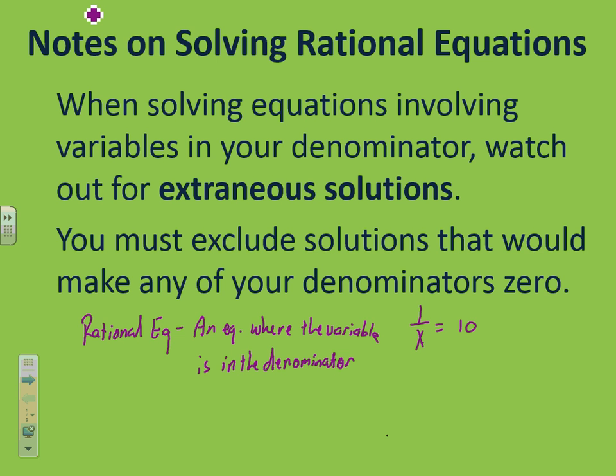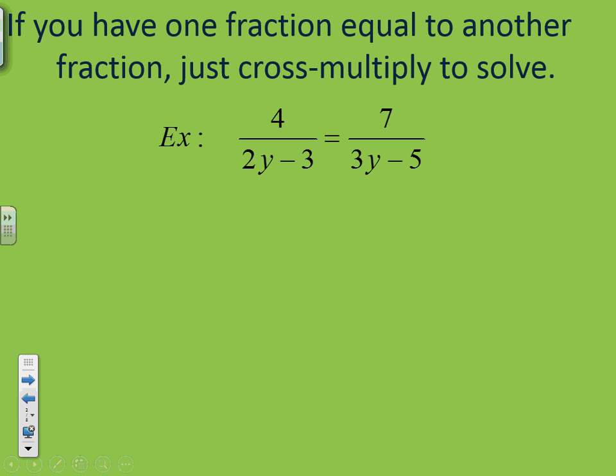Now, pay attention to what it says in the second part here. You must exclude solutions that would make any of your denominators 0. That is really important because that would create something that is undefined. Now, we have a little bit better idea of what that's called here.